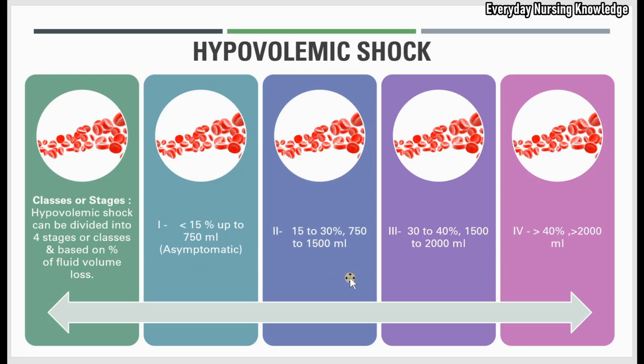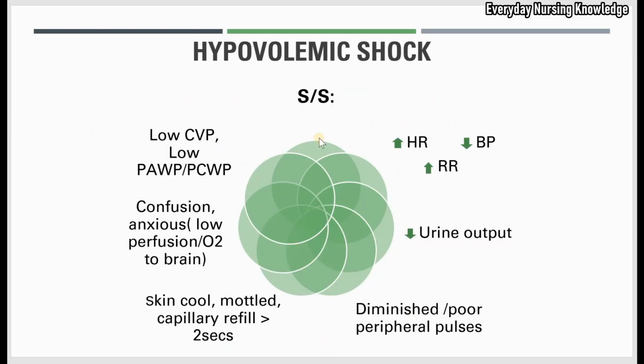Now let's see what are the signs and symptoms of hypovolemic shock. Definitely the low volume can lead to low blood pressure. As a result, the sympathetic nervous system gets activated, your heart rate increases to increase the blood pressure or to increase the oxygen. Decreased urine output, because of low blood supply to the kidneys. Diminished or poor peripheral pulses, again low blood supply to the peripheries. Skin becomes cool, mottled, and capillary refill greater than 2 seconds.